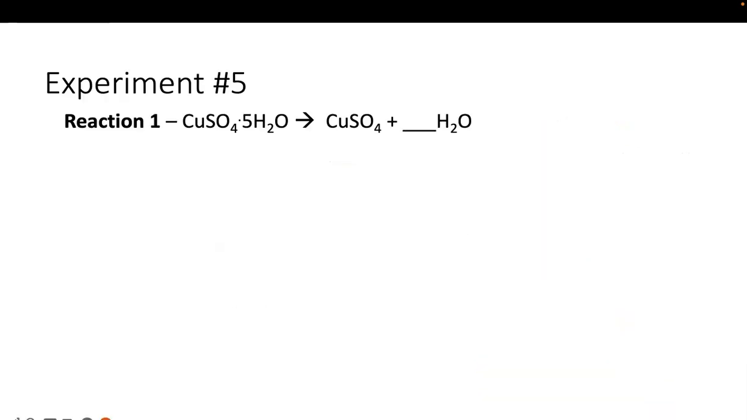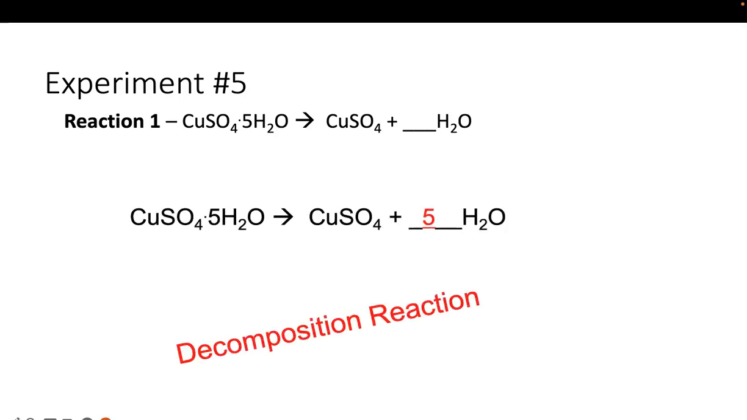All right. Okay, let's take a look at this reaction. What would you say? This was from your experiment number 5. This was the first reaction. Hopefully you're saying that it was not balanced. It is a decomposition reaction. So to balance it, you have to put this coefficient of 5 right there.